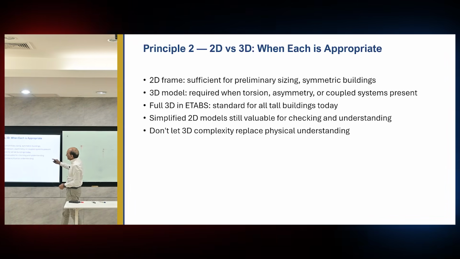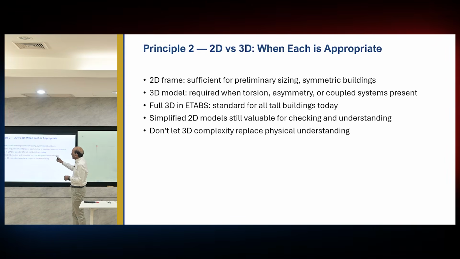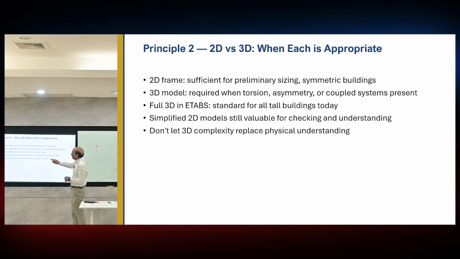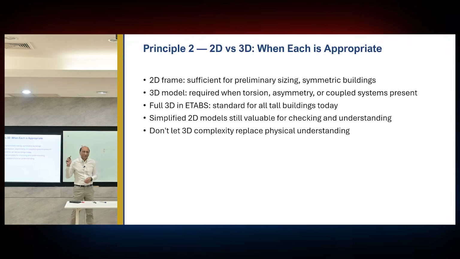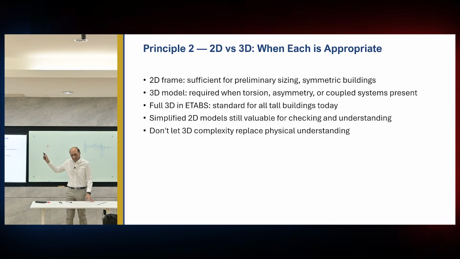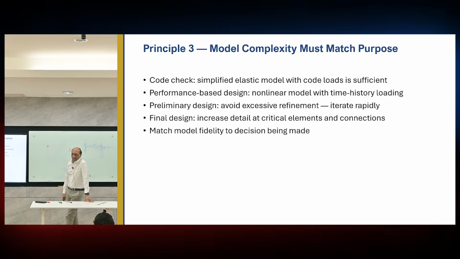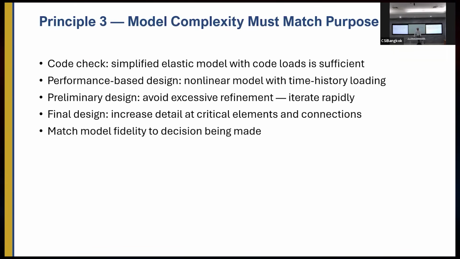3D models are required when torsion is important. Full 3D models in ETABS are standard for all tall buildings today, but that wasn't always the case. Simplified 2D models are still valuable for checking and understanding. So please read these things very carefully. Each step here is useful. Model complexity must match purpose. This is very important. You have to think about why you're doing this.